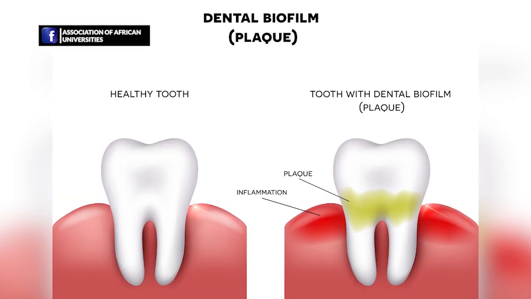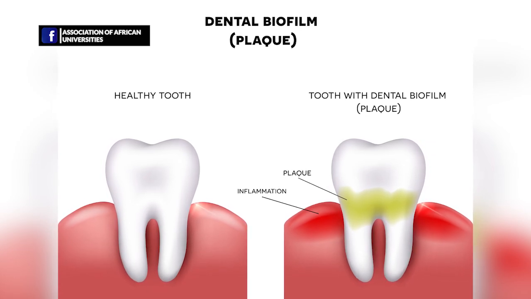Basically, gingivitis is infection of the gum. At this stage, it's just the gum that is inflamed. It doesn't go beyond the gum. But when you talk about periodontitis, the infection has progressed from just affecting the gum to affecting the bone beneath the gum. Interesting.